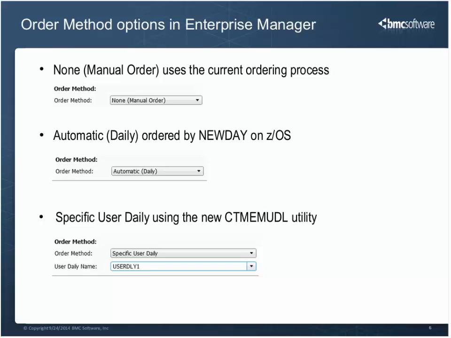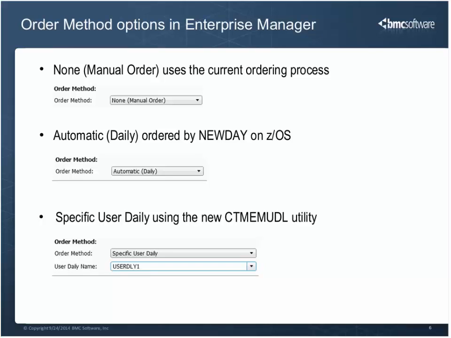The second option is automatic. If you set the automatic order method, this means that the table will be ordered by the Newday started task on zOS, and this is something that's new. And the last option you can do is to code a specific user daily. And this means that the table will be ordered using the new CTMEMUDL batch utility.